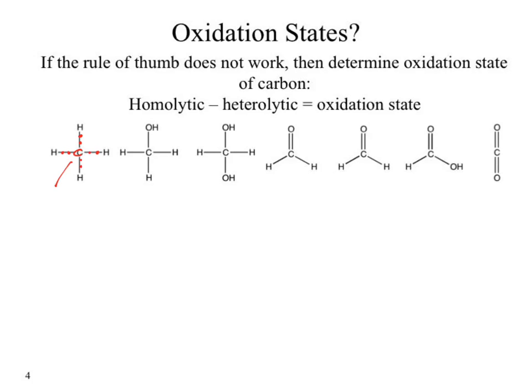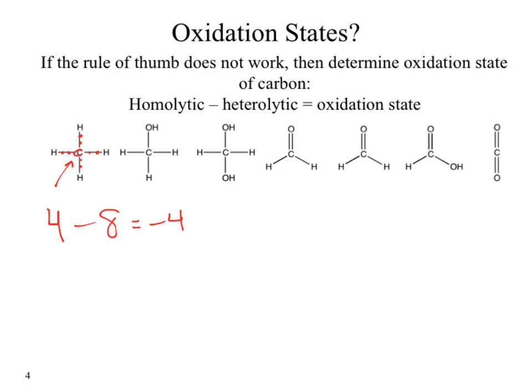Okay, what is the oxidation state of the carbon? Well, we go homolytic. Homolytic means the electrons in the bond go back to their parent atoms. So how many electrons would be around the carbon? 4. Minus the heterolytic cleavage. Heterolytic, the electrons go to the more electronegative atom. Which one's more electronegative, carbon or hydrogen? Carbon is more electronegative, slightly, but it is, which gets us a -4 oxidation state.